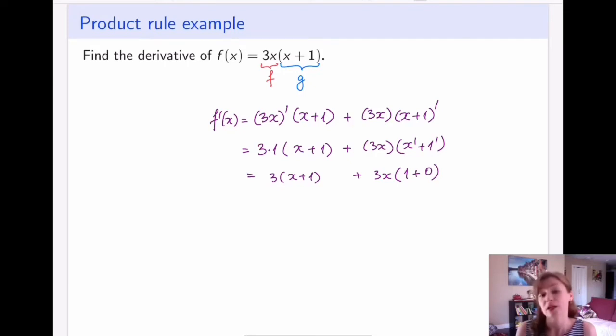Okay, I can open up the brackets now and simplify this. That will be fine too. So 3x plus 3 plus 3x. So overall I get 6x plus 3, and that's my final answer for the derivative. Okay, so this is how one applies the product rule. I strongly encourage you to actually open up the brackets of this thing and do it the different way, just to practice a little bit more with the other differentiation rules.